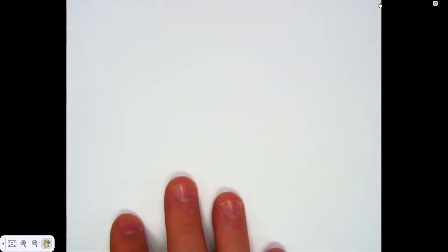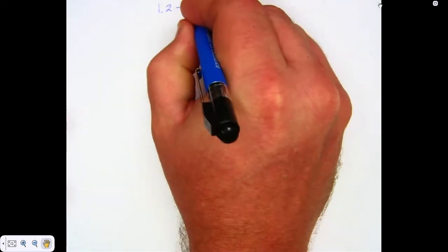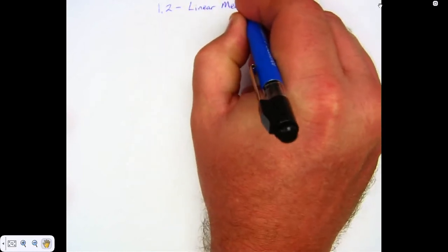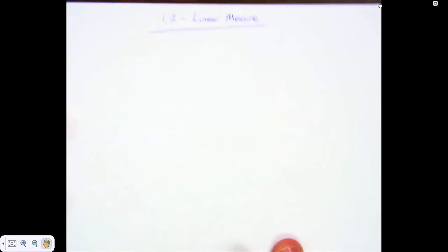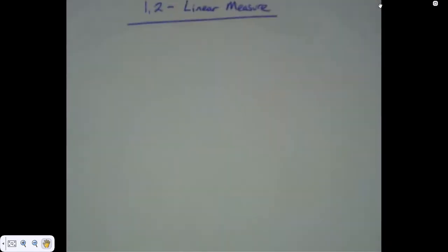Somebody close that door for me, please. Section 1.2, linear measure. Try to keep the notes short so you can get started. Do you care if we put the assignment on the back of the notes? No, it's a separate page. Alright.